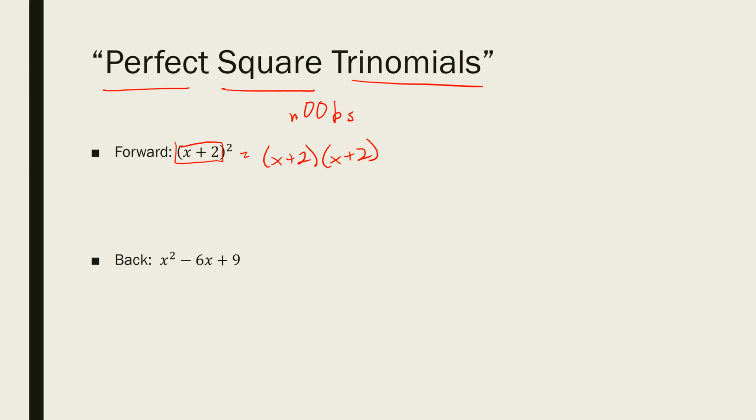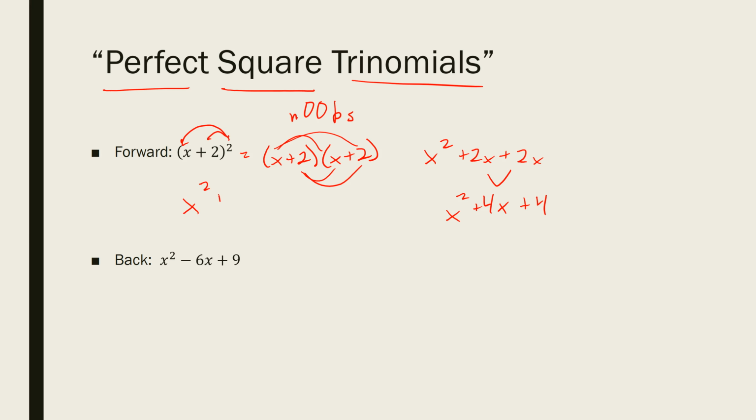And now you can see, oh, there's actually a FOIL problem going on here. So I have x squared, I have middle terms, 2x and 2x, that will combine to 4x, so x squared plus 4x, and then my last term is plus 4. If you just distribute, you would get x squared plus 4, and you would leave out this middle term. So don't distribute, turn it into a FOIL problem. It is a perfect square trinomial.